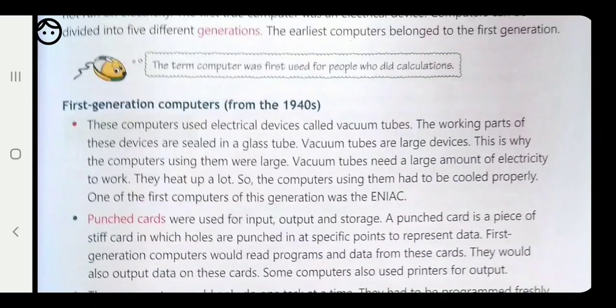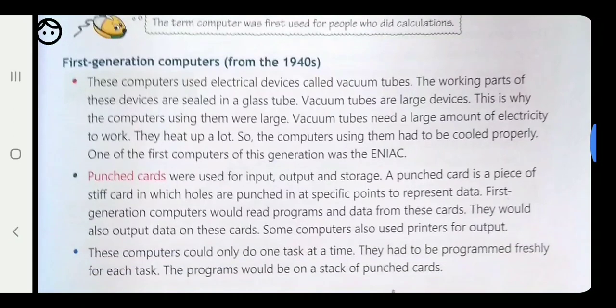First generation computers. It starts from 1940. This type of computer used electrical devices called vacuum tubes. The working part of these devices is sealed in a glass tube. Vacuum tubes are large devices. This is why the computers using them were large. Vacuum tubes need a large amount of electricity to work. They heat up a lot, so the computers using them had to be cooled properly.